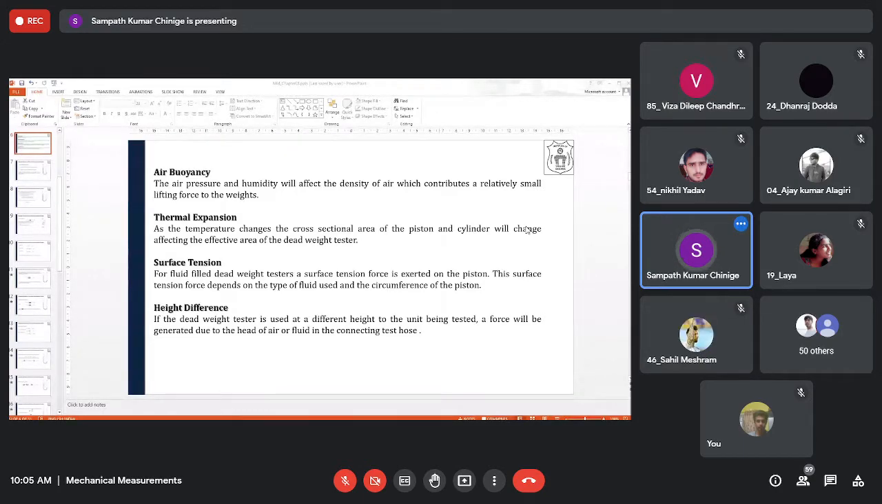Height difference. Wherever you are calibrating, the calibration has to take place where the measurement is taking place. Otherwise, the height difference will have an effect on the measurement. So these are considerable factors which affect the pressure measurement. This we have seen, and then we moved on to the dynamic response of a pressure measurement system.